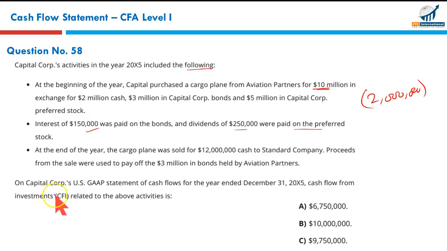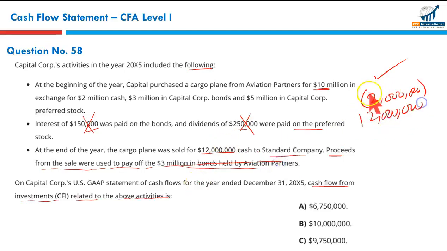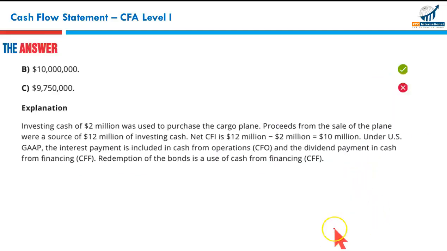What is needed? We need to find out cash flow from investment related activities. This is investing cash outflow. Interest payment is not investing. Dividend payment, of course, not investing, is a financing outflow. At the end of the year, the cargo plane was sold for 12 million to Standard Company. Proceeds from the sale were used to pay whatever we did later is different. We have received this 12 million. So this is basically an inflow. This was an acquisition outflow. This was the disposal inflow. So the net is 10 million positive. So that makes B the correct option, and B it is.